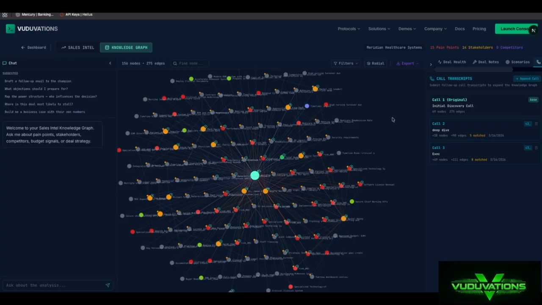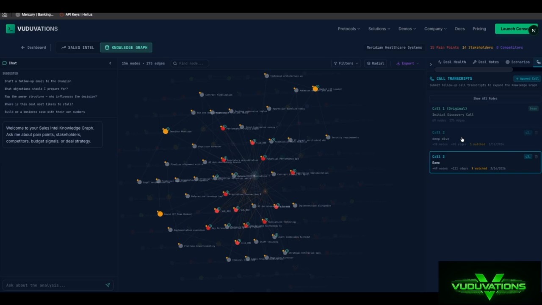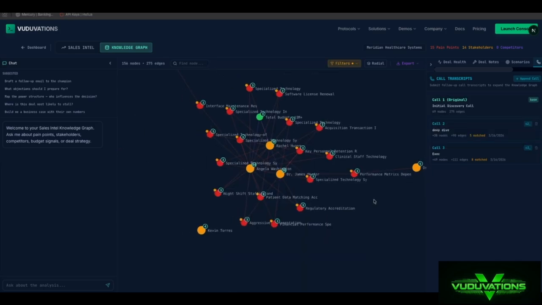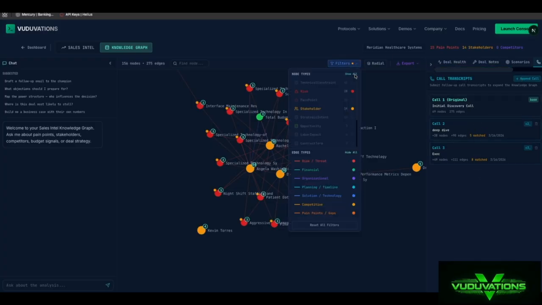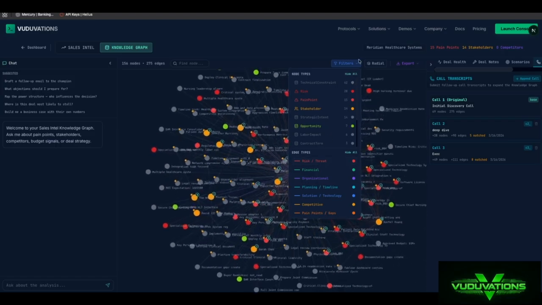First, the force-directed layout is your relationship lens. Think of it as a magnetic web. It uses a D3.js physics simulation where nodes cluster organically by relationship strength. Stakeholders pull naturally toward the pain points they raised, and competitors drift near evaluation criteria. Tighter clusters mean stronger connections. But what if you need to see who actually holds power, not just how things connect?